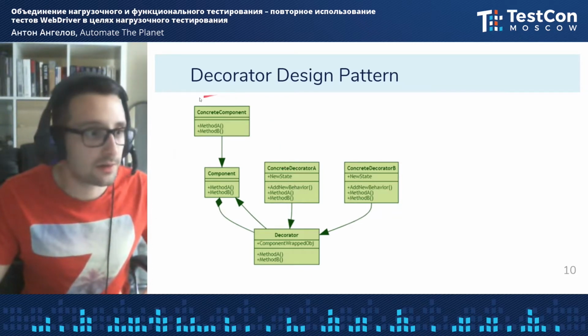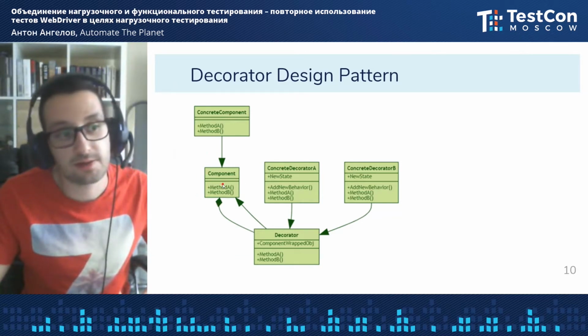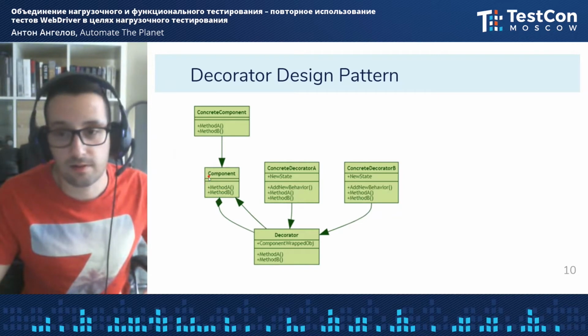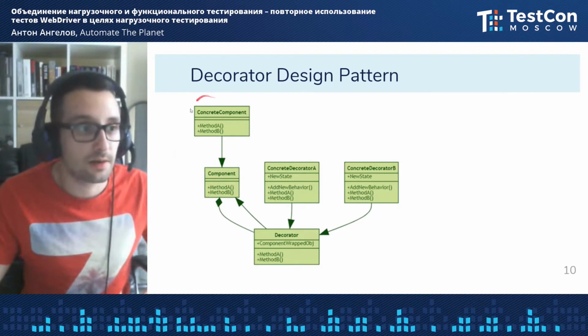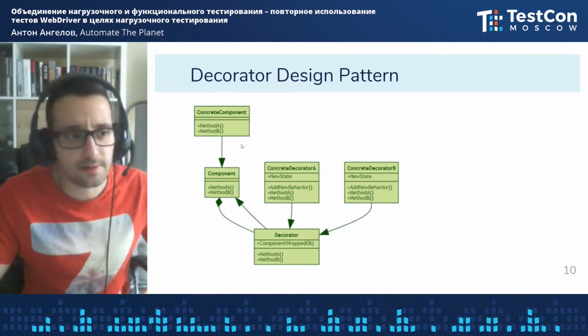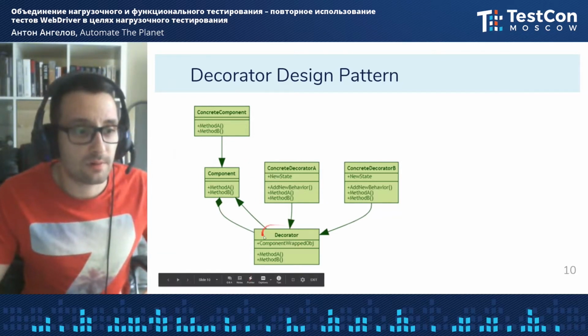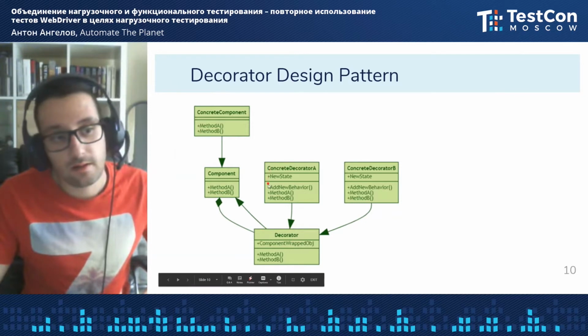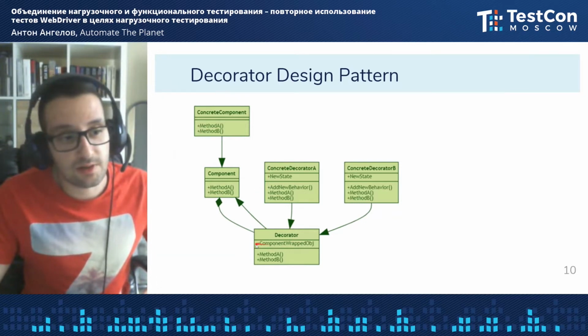So how it works, we have a base class of the component. In our case, one component will be the driver, and the second component will be the element itself. The concrete components will be basically the implementations of the WebDriver and the element. Then we have one base class for the decorator, and as you can see, the decorator basically uses composition.